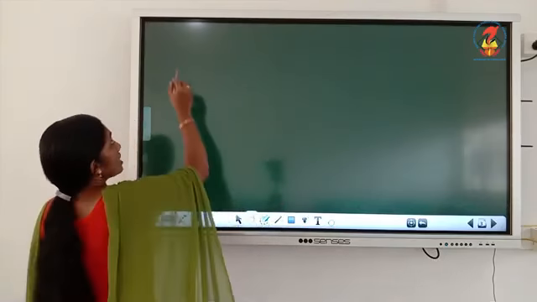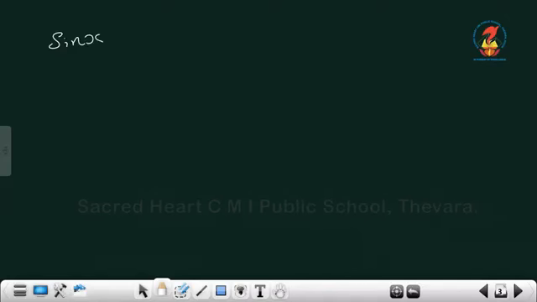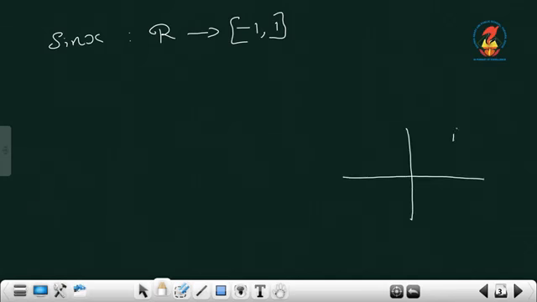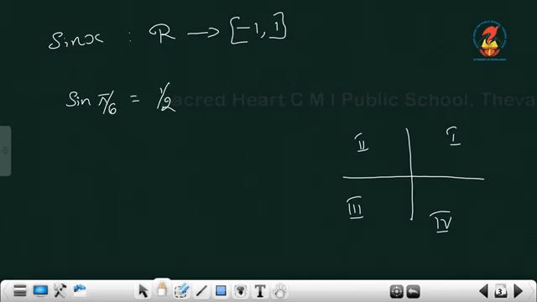So here we have to discuss the sine function. Is this function invertible? What is the domain and range of this function? R to minus 1, 1. Is this function one-one? The first quadrant, second quadrant, third quadrant, fourth quadrant. What is the value of sine 30? 30 means pi by 6. Sine 30, sine pi by 6 is equal to 1 by 2.